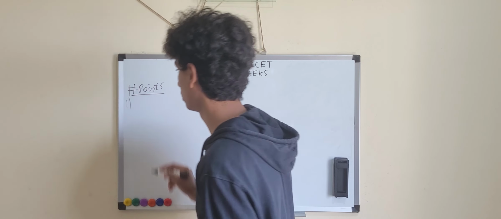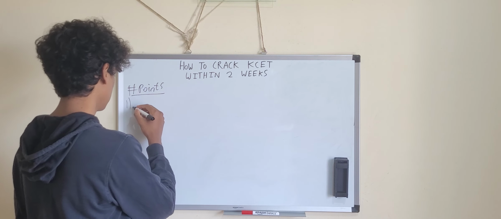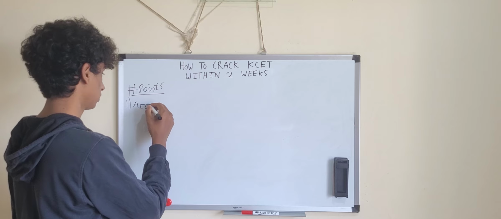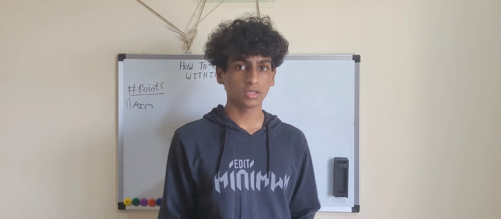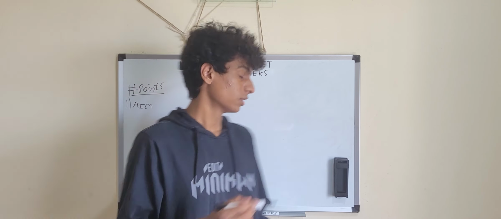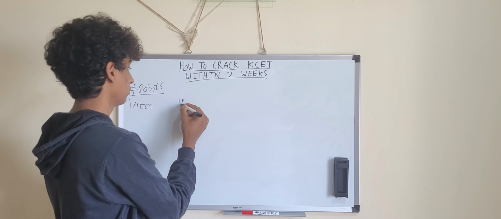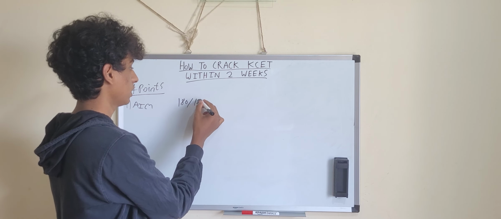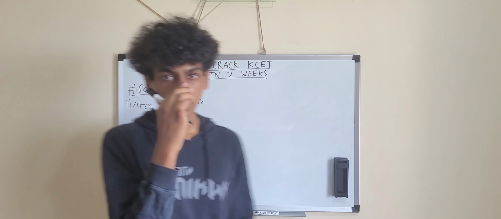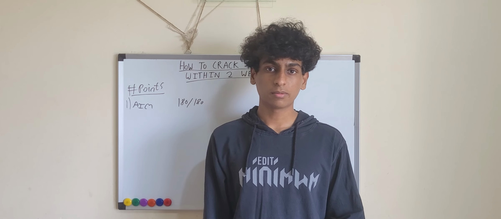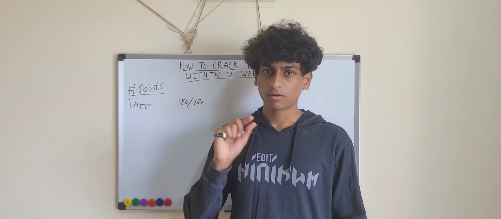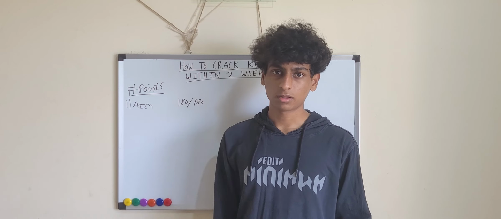First point that we have is aim. Now your aim should be to crack KCET within 2 weeks, and you need to get 180 out of 180 in this exam. Your aim should be high, then only you will be able to achieve anything. After aiming, now here comes the second point.